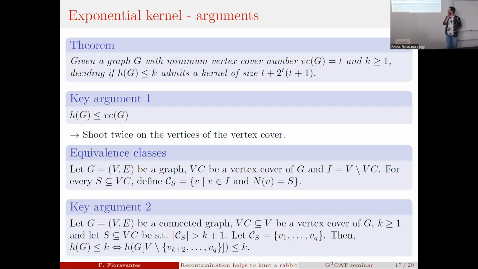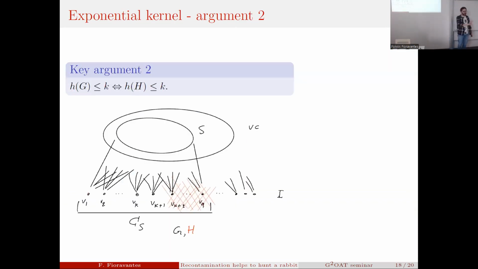The second argument is a bit more tricky. What we do is we basically take all subsets of the vertex cover. We look at their neighborhood in the independent set. The sets here that are looking exactly on the subset of the vertex cover. And if these are very big, we get rid of more than a part of them. A figure makes it easier. So I have my set here, a subset of the vertex cover. These are its neighbors inside the independent set. If here I have all the possible edges, it's a complete graph here between these two.